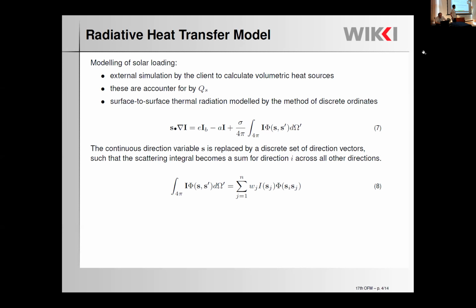On top of that, the surface thermal radiation is modeled by the method of discrete ordinates that is written for the finite volume discretization. You can see the equation here, and of course the continuous direction variable S is written in the discrete set, and in the end the equation at the bottom is what is implemented in the OpenFOAM conjugate heat transfer solver. Yes, we can go to the next slide.